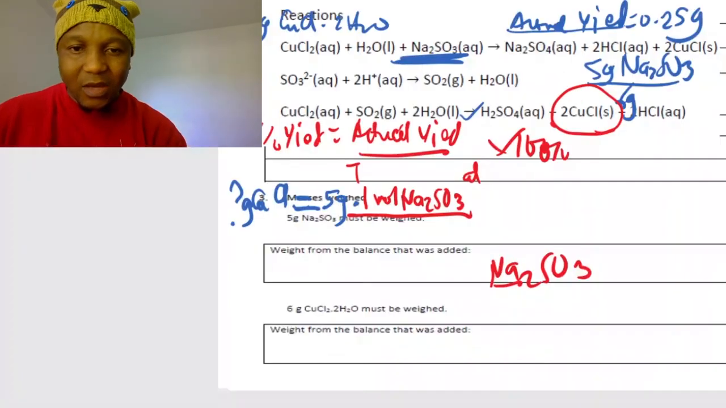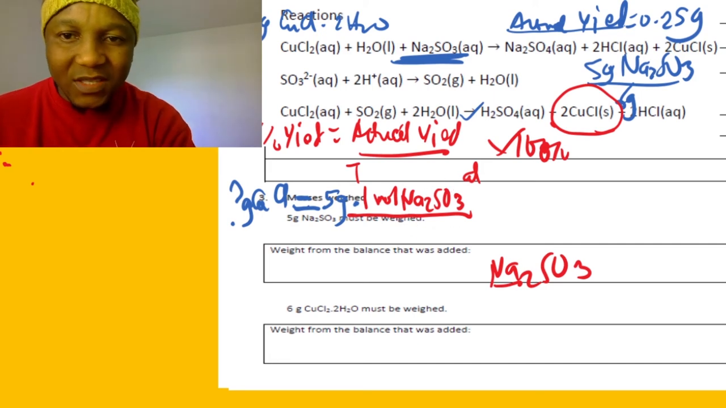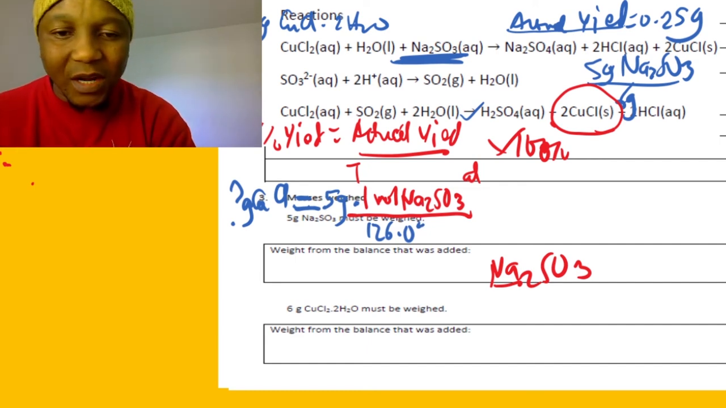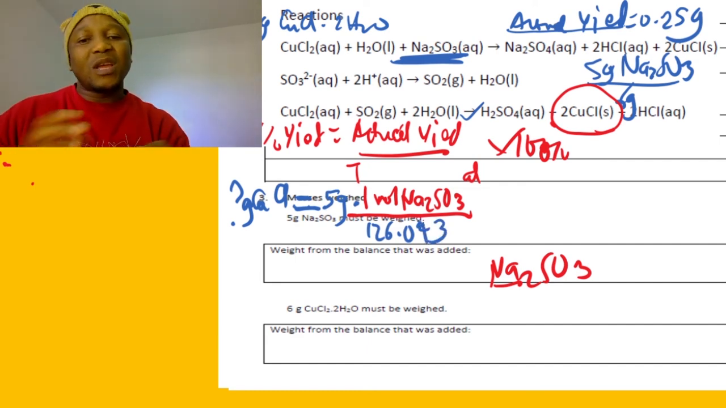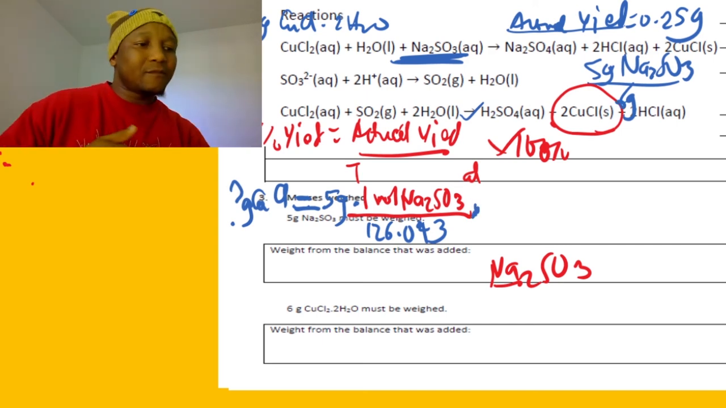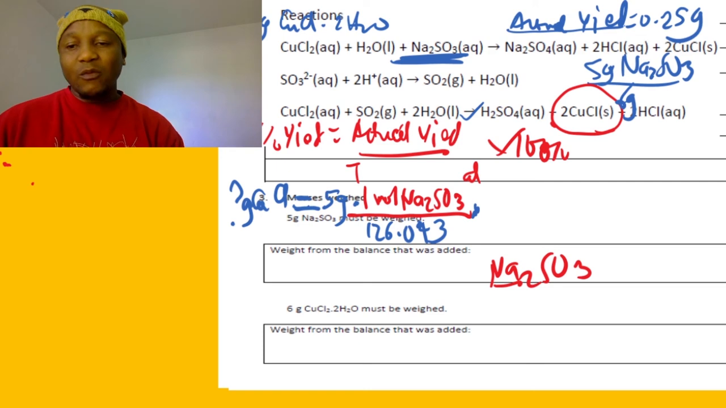So let's come back here. We divide by the molar mass of sodium sulfite, 126.04. Sometimes, if you have internet, you can Google it. Okay, so we multiply then.